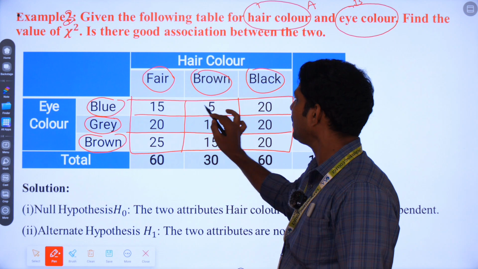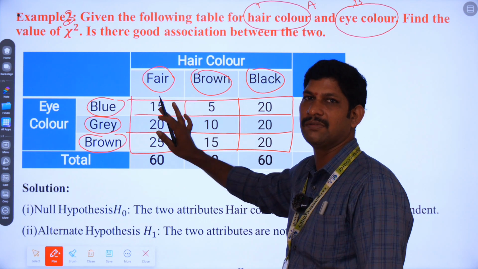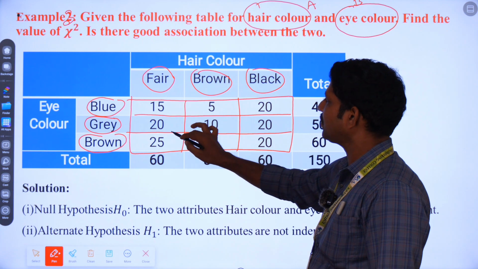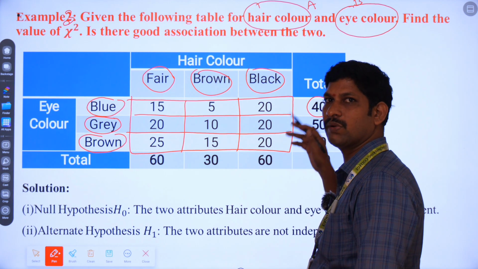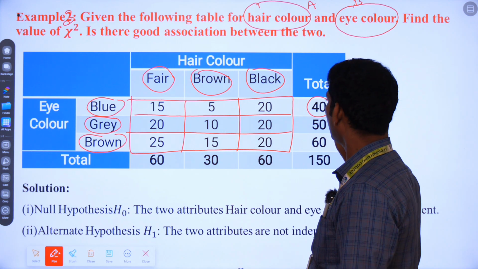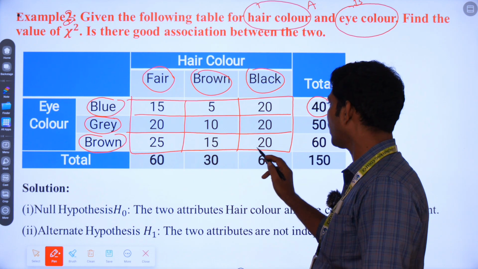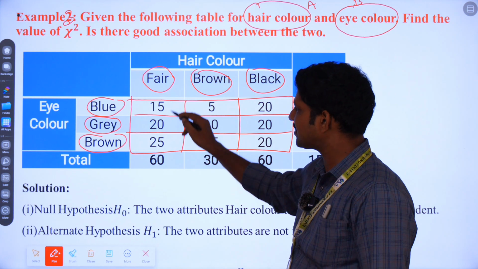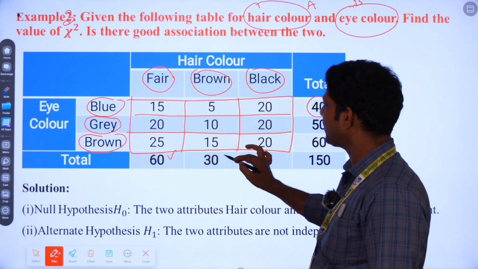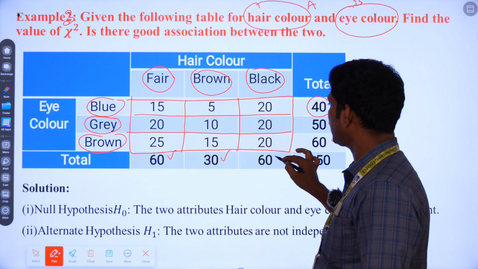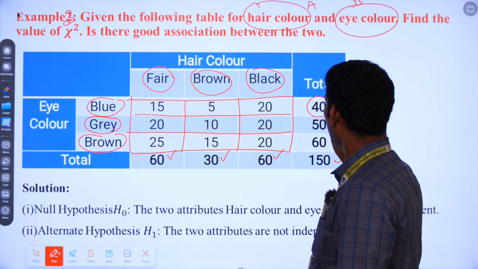Clearly, the values 15, 5, 20, 20, 10, 20, 25, 15, 20 are the observed frequencies. As I already said, before going to the problem, first we need to check whether the given row totals and column totals are correct. If they are not correct, we cannot go with this method. So 15 plus 5 is 20, 20 plus 20 is 40, so the first is correct. The second: 20, 10, 20 makes 50, also correct. The third: 20 plus 15 is 35, plus 20 is 55... The rows are not a problem. Column wise too: 25 plus 15 is 40, plus 20 is 60; 15 plus 5 is 20, 20 plus 10 is 30, so the three column totals give 60, then 60 plus 60 is 120, plus 30 is 150. Column wise: 60 plus 40 is 100, plus 50 is 150.